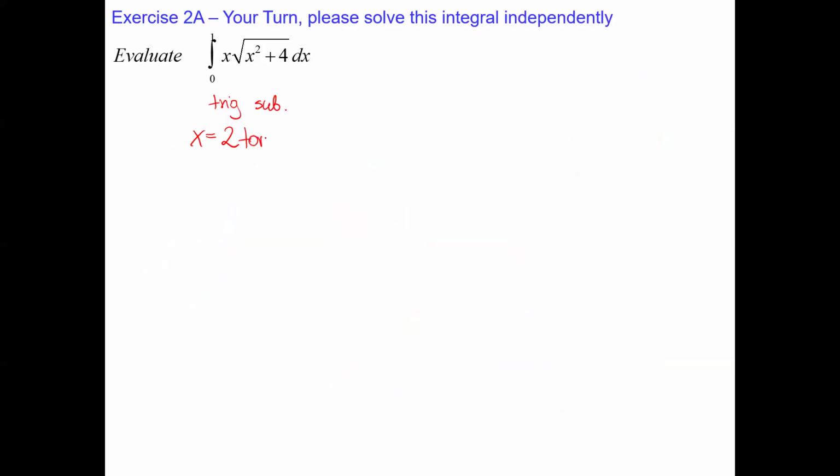2 times tangent theta. And of course you can, or this one is just good for the u substitution. If we let u be the inner function, du is waiting for us. You can do it both ways and see if you get the same answer. You have to get the same answer. Yeah, it's a good example.